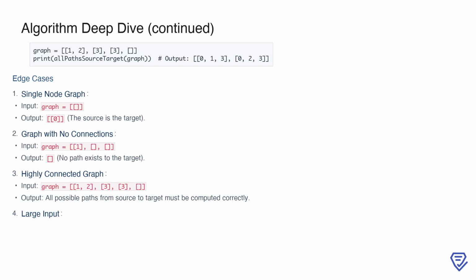The algorithm also handles edge cases effectively. For instance, in a single-node graph the output is [[0]], as the source is the same as the target. In a graph with no connections to the target, such as [[1],[]], the output is an empty list, as no valid paths exist. For highly connected graphs, the algorithm ensures that all paths are computed accurately, even when there are multiple routes to the target. These examples highlight the versatility and correctness of the approach.